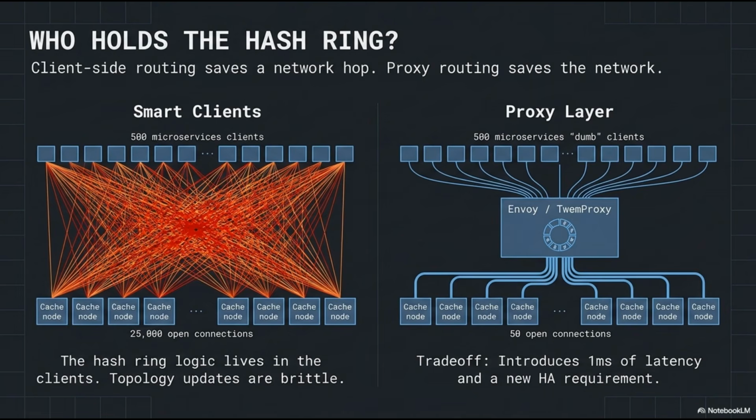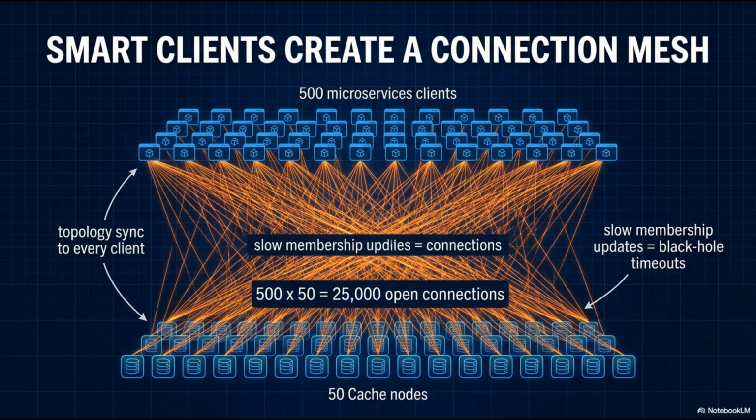If we use client-side routing, meaning the application microservices hash the key themselves and connect directly to the specific cache node, aren't we creating a network nightmare? Oh, it can be. If I have 500 microservices instances and a cache cluster scales up or down, broadcasting that topology state update to 500 clients simultaneously seems incredibly brittle. Not to mention, those 500 clients each maintaining persistent TCP connections to 50 different cache nodes is what, 25,000 open connections? You have correctly identified the constraints of the smart client approach.